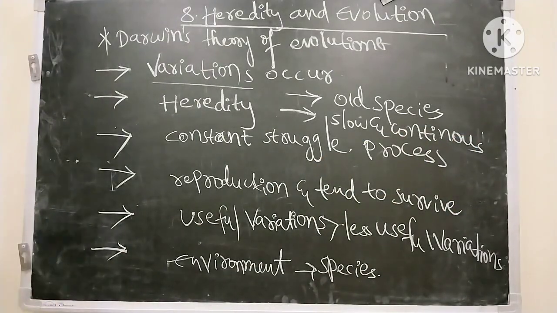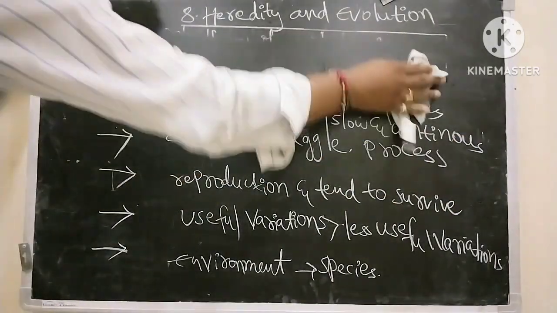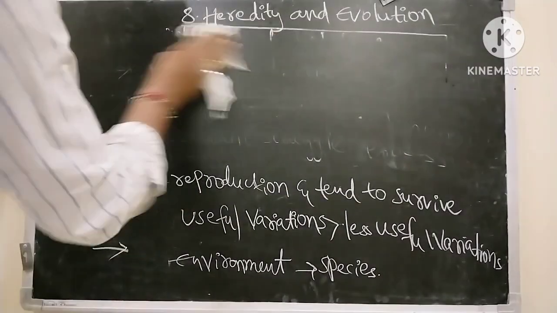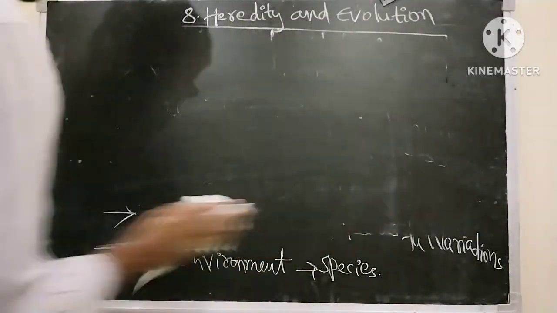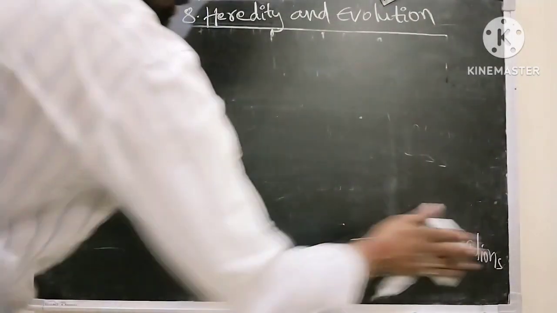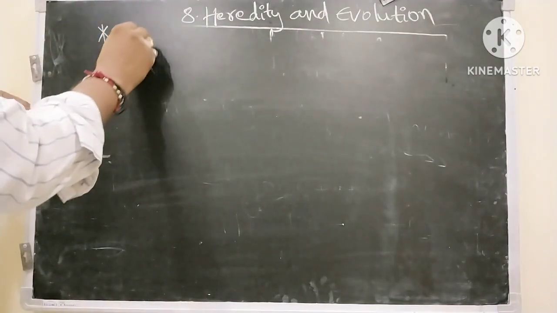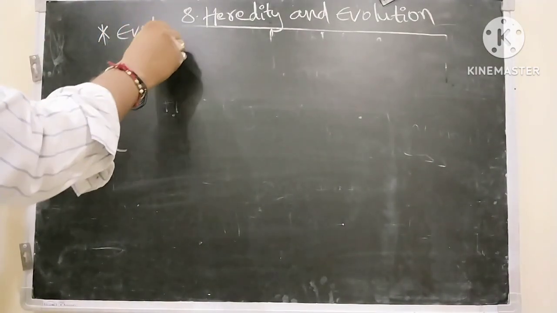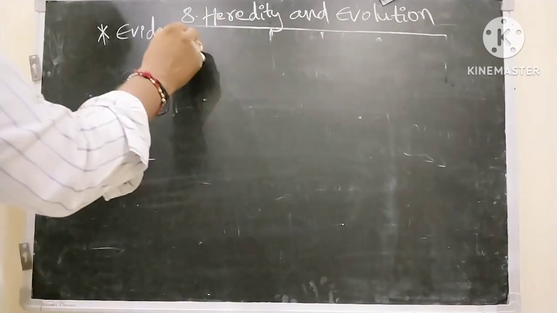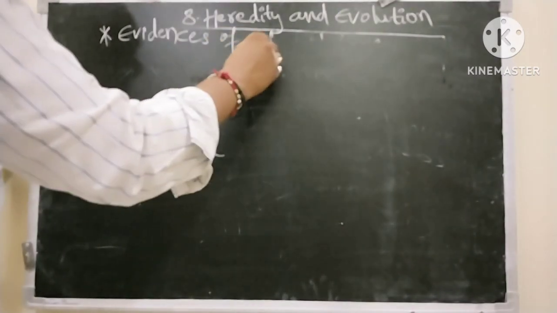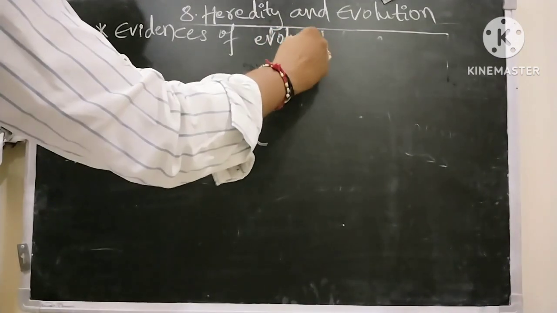Next, evidences of evolution. Evidences of evolution means here we have to discuss two types of organs. One is the homologous organs, another one is the analogous organs. But before discussing evidences of evolution, we will discuss a small topic.